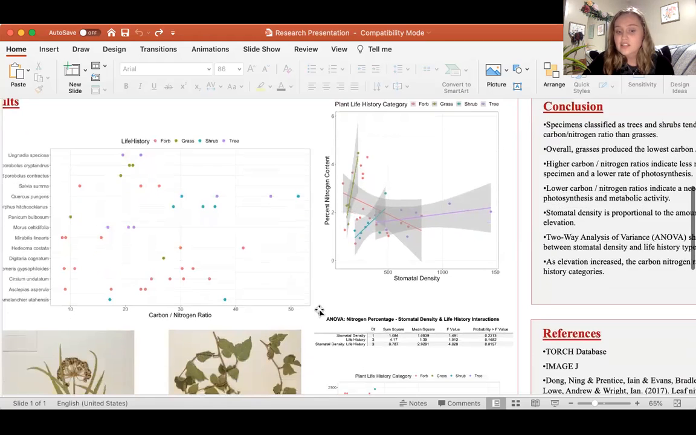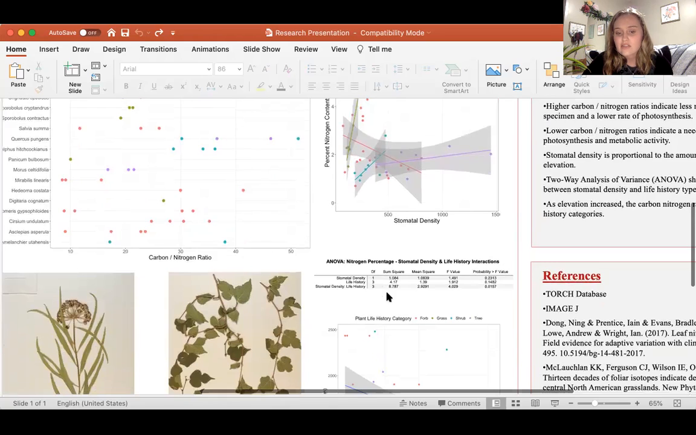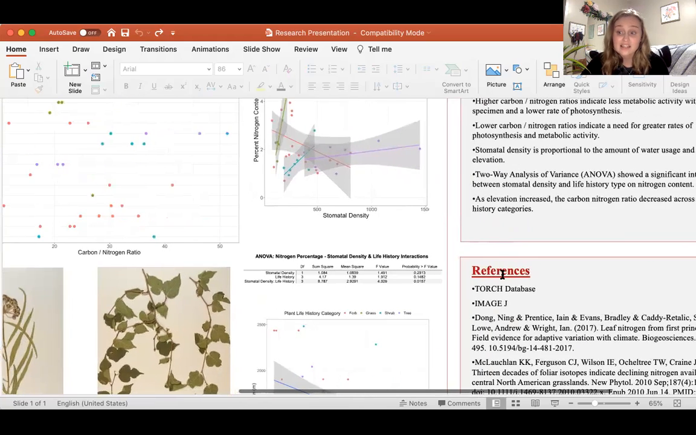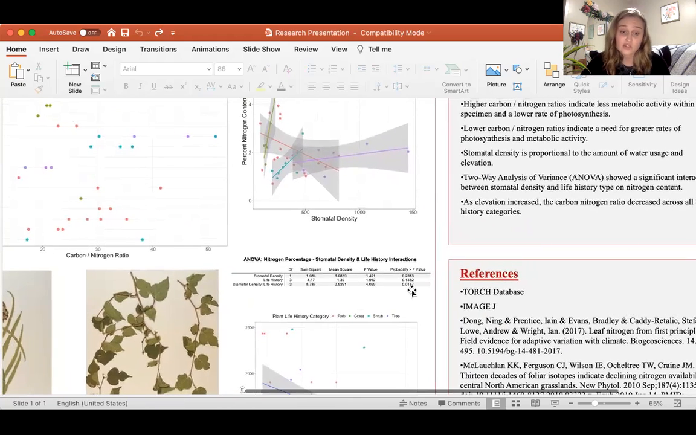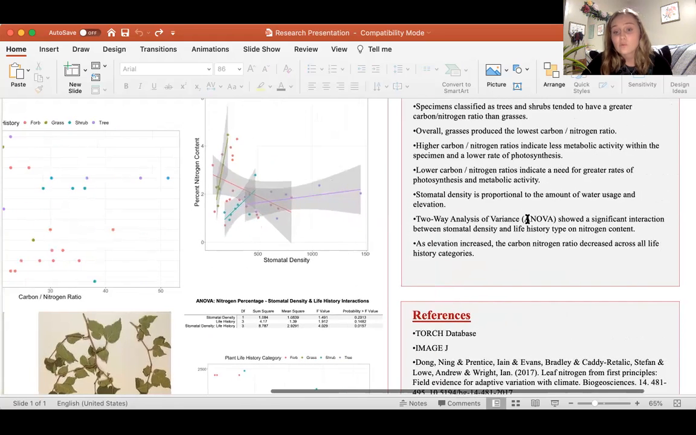Using ANOVA statistical analysis, we will see that if we compare stomatal density with the nitrogen content, as well as life history with the nitrogen content, these two alone, the probability is much greater than the F value. And so we can say that it is not statistically significant between those two. However, if we compare the stomatal density and life history with nitrogen content, we will see that there is a significant interaction between the two.